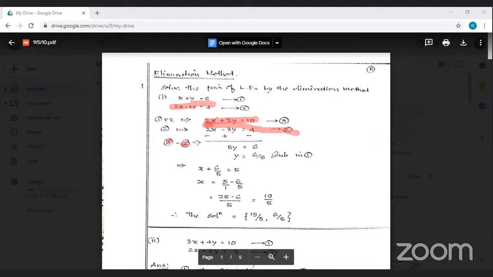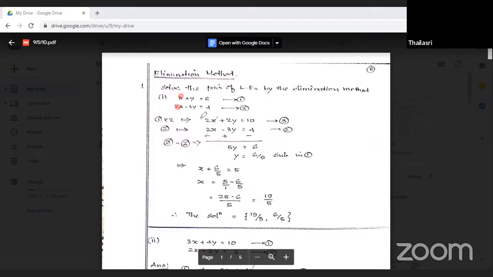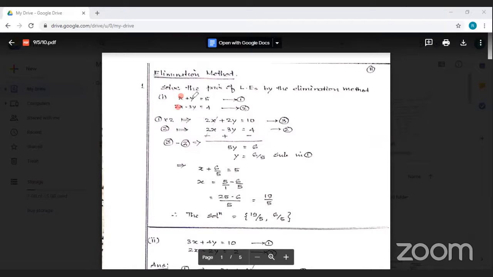Sir, they gave only two equations, so how did we get the third equation? Now we have altered the first equation. Why? Because we want to bring this coefficient equal. Now here you should have asked, sir, can't we make the coefficient of y equal? We can do that also. There is no problem. X or y, whichever is smaller, we have to see.